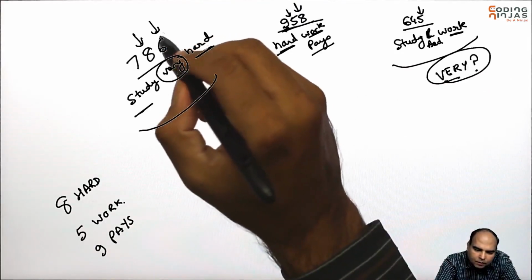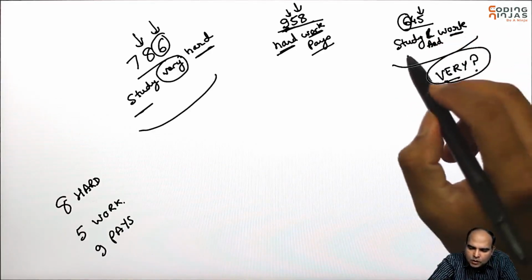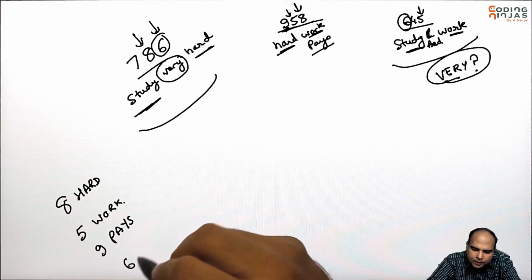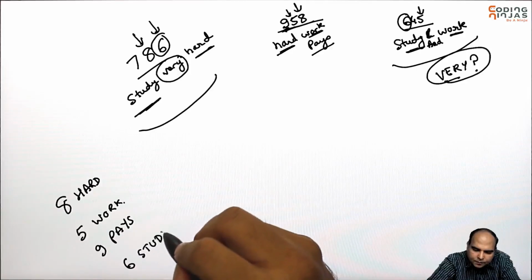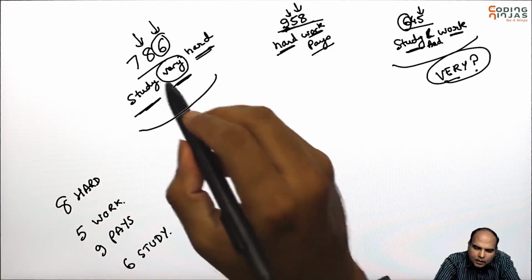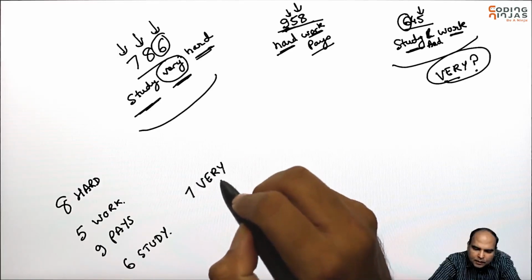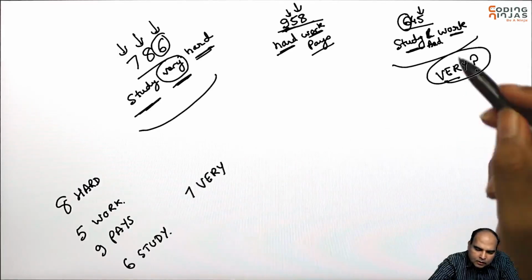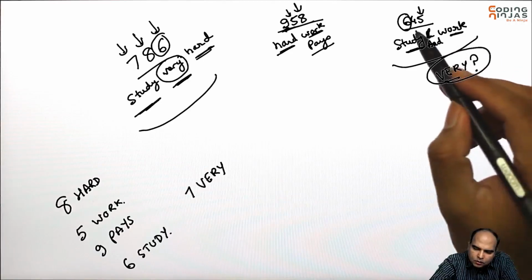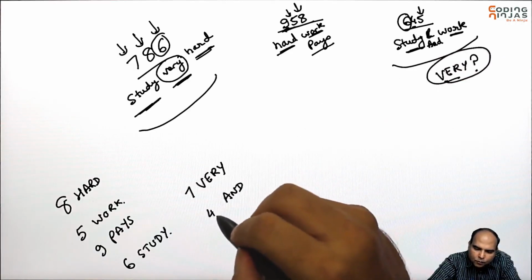And then you look at the commonality between the first and the third codes. 6 is common in the first one and the third one. And the word study is common in both of them. So 6 means study, 8 means hard. So naturally "very" has to be 7 because that's the only word left in this case. And 6 and 5 you already worked out, study and work. So "even" you can find as 4 here.